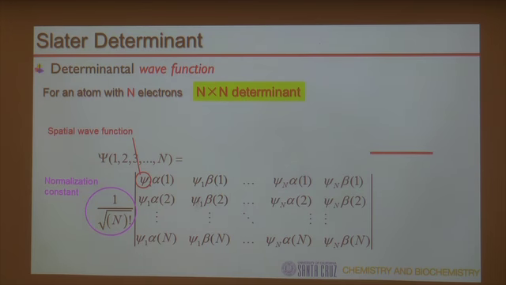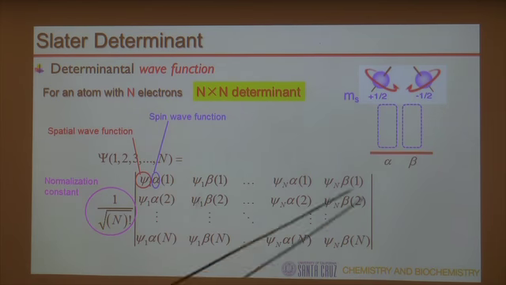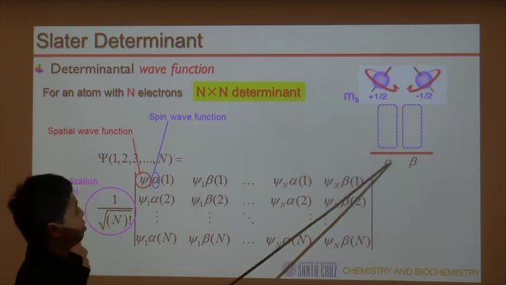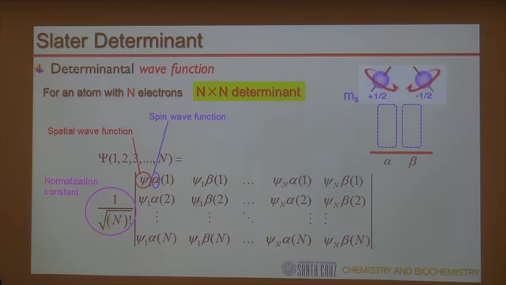This line is actually the spatial wave function, or one orbital. This alpha is the spin wave function. So reflect on this picture: each orbital contains two spin orbitals, one spin up, one spin down. Spin up is the alpha state, spin down is the beta state.